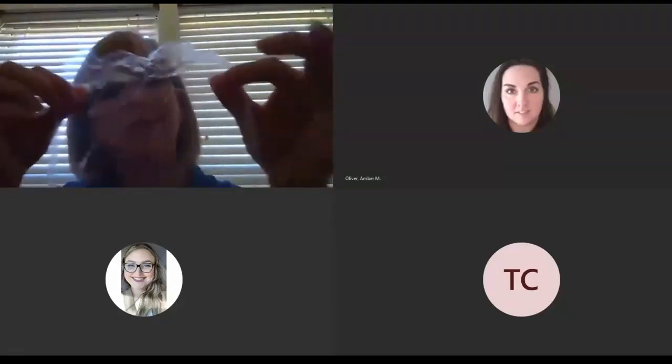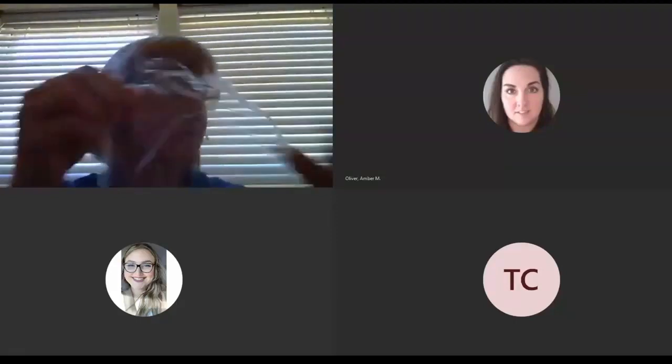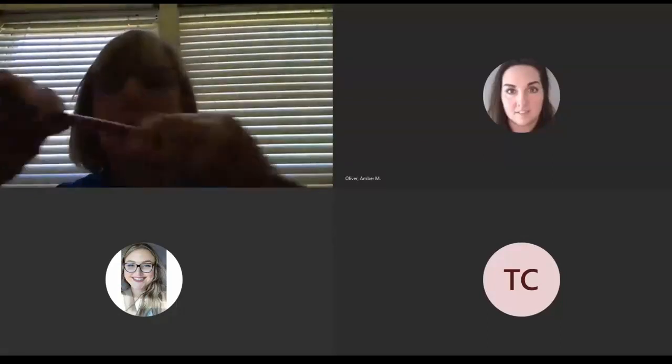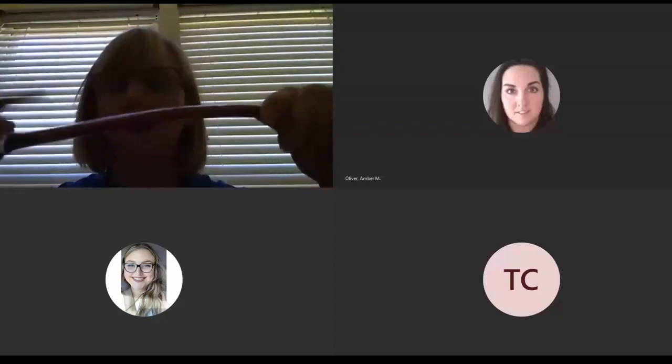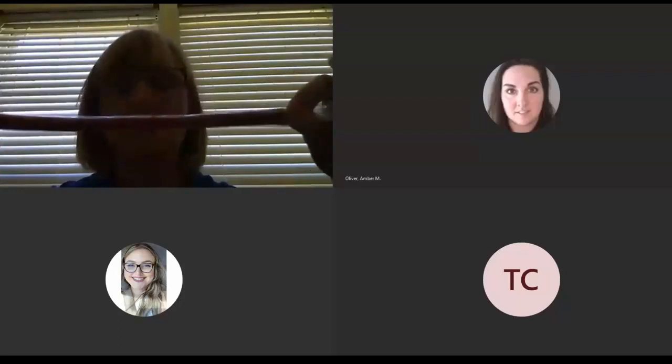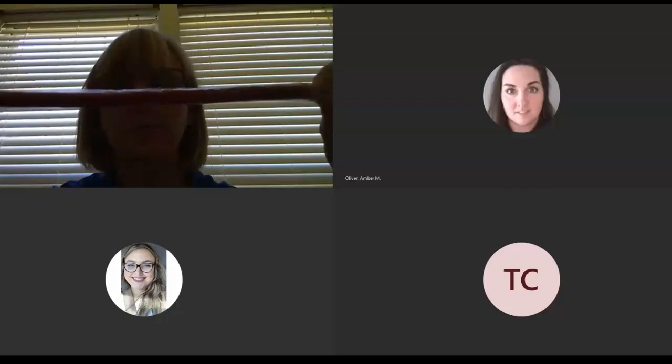So saran wrap is like connective tissue. Across my muscle fiber, I've got a wrapping of connective tissue. This is endomysium. That makes sense? Endomysium basically wrapped up my Twizzler.